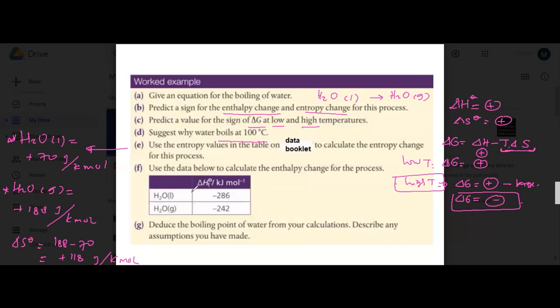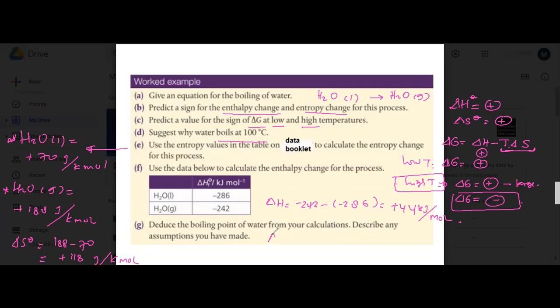Now let's see F. Use the data below to calculate enthalpy change for the process. Product minus reactant, so positive 44 kilojoules per mole. Deduce the boiling point of water from your calculation. So that means this is not 100, yeah? Describe any assumptions that you have made.